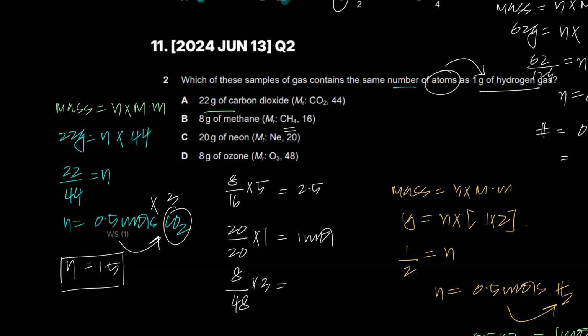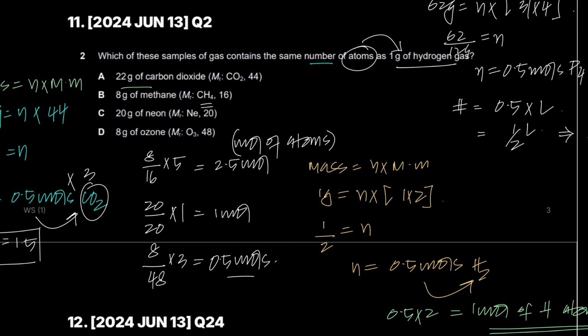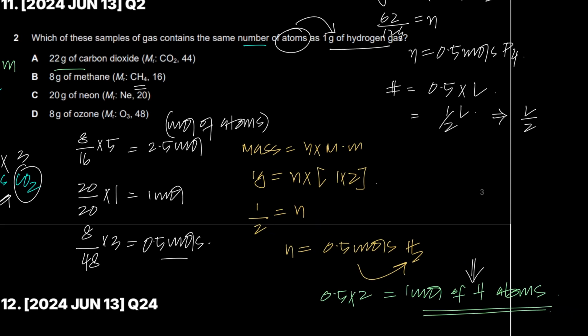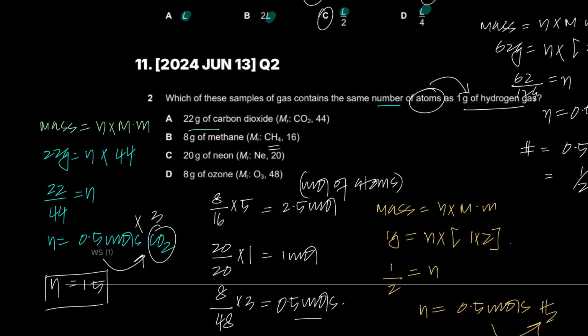These are the moles of atoms. 8 divided by 48 into 3, this is 0.5. The examiner said a lot of students selected 0.5, which is incorrect, because we're talking about the moles of atoms, not the number of molecules. So this is the correct option, because you have 1 mole of atoms here, and you could multiply it with the Avogadro's constant to get the same number as 1 mole of hydrogen atoms. So C is the correct option.